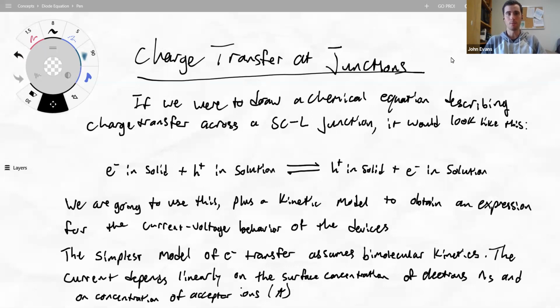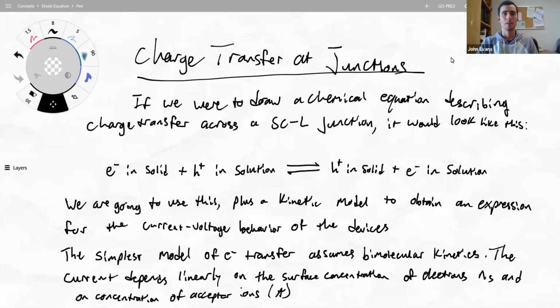All right, class. So for this lecture, we're going to be talking about charge transfer at junctions. And really what we're going to be doing is looking at the action of charges at the interface in order to derive an equation which will describe how current flows at some of these junctions that we've created. Because this is photoelectrochemistry, we're going to focus on the semiconductor liquid junction, but again, the same concepts are applicable to both semiconductor metal and PN junctions.